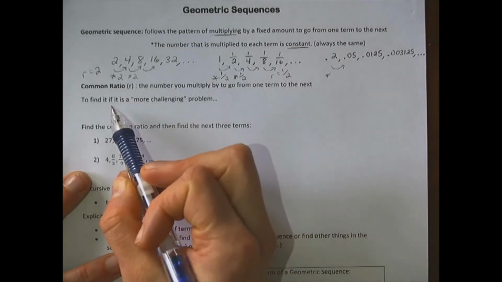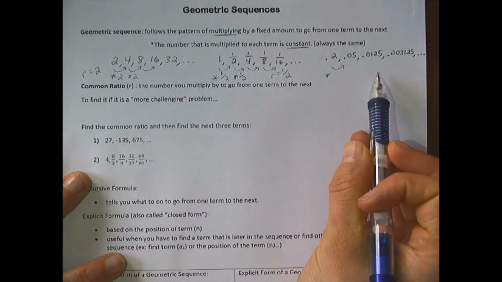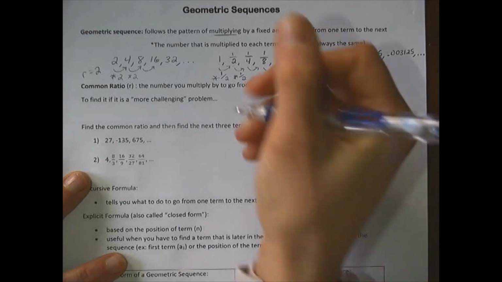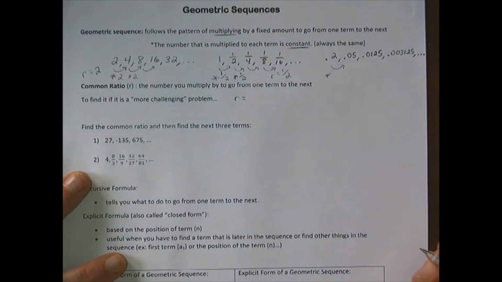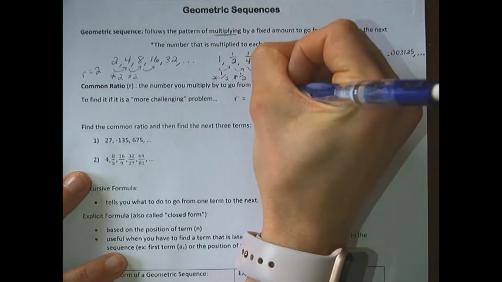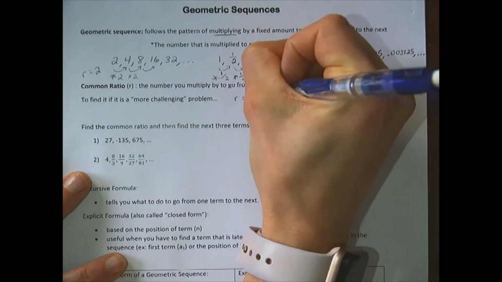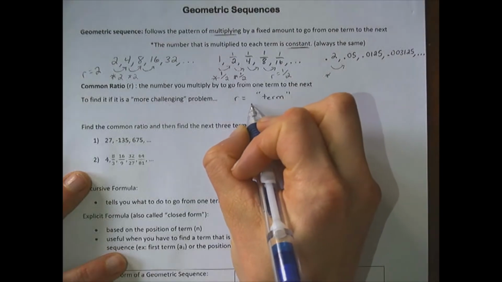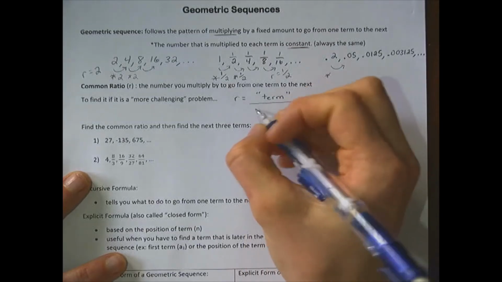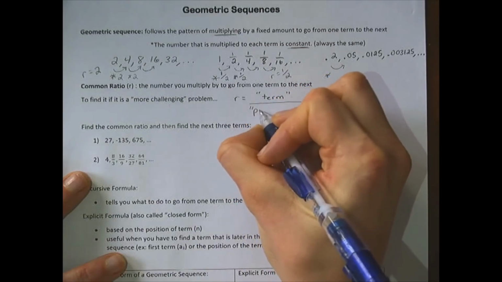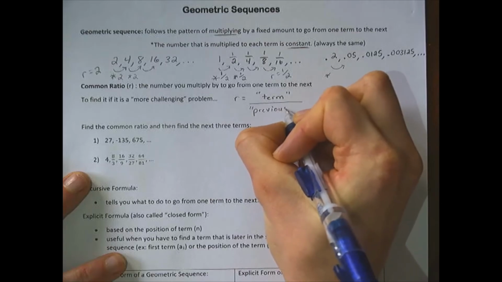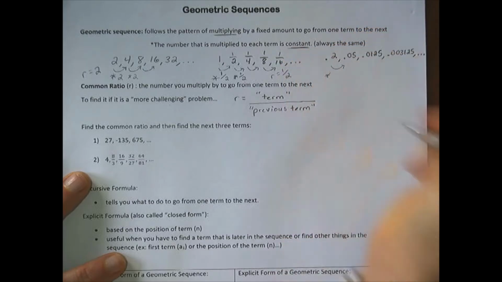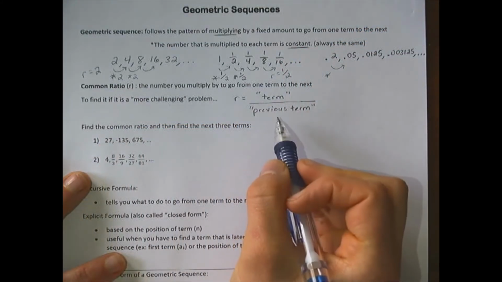Okay, so if it's a more challenging problem like this one right here, and you're trying to figure out what is that number that you're multiplying by, then to find the common ratio, you are going to take one of its terms in the sequence. You can pick any one you want, I just wouldn't pick the first one. You'll see why in a second. And then you have to divide by the term right before that one. And that's the reason why this is called the common ratio, because the word ratio is a fancy word for fraction. So you're setting up a fraction to find it.